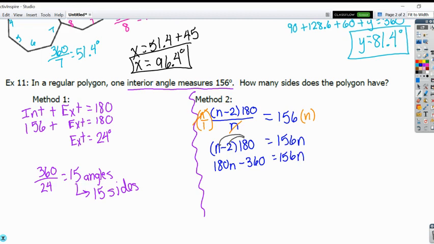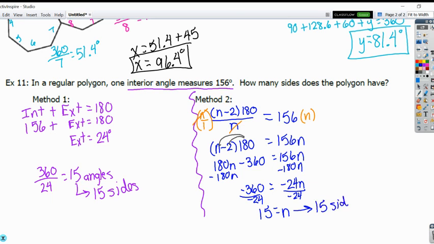I want to move all my variables to the same side, so I'm going to subtract 180n from both of those. So a negative 360 is equal to a negative 24n. Divide both sides by this coefficient of a negative 24 now. So positive 15 is equal to n, where that tells me, right, n is the number of sides, so we're talking about 15 sides. Either way, you're going to get the same answer. It depends on what your comfort level is or how much of an equation or arithmetic you want to do for it.